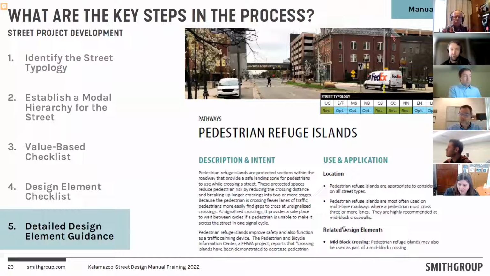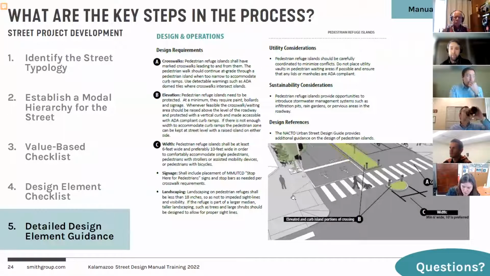This section also will frequently talk about related design elements. So are there other design elements in the manual that you should really be cross-referencing and looking at to make sure that they're aligned and that you're not creating an incompatibility or a conflict? Or conversely, maybe there's a great opportunity to bring two different things together. So that related design element section covers that.